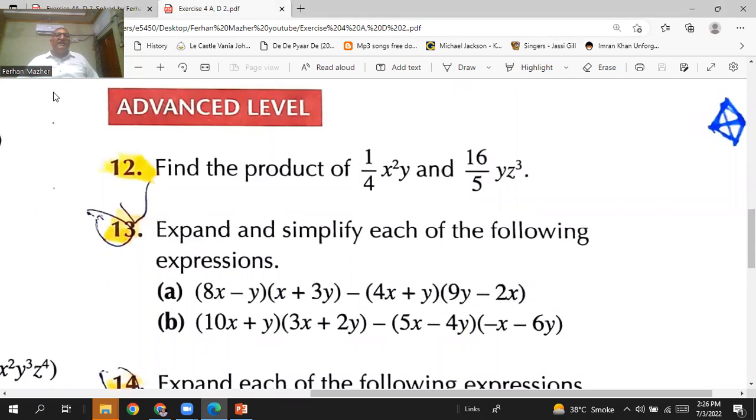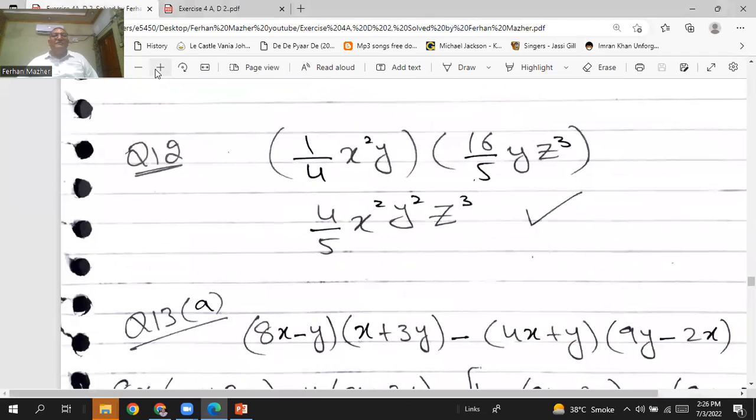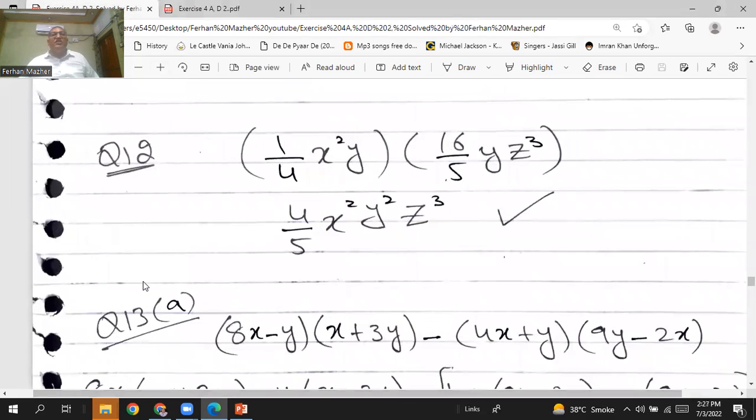The next question is question number 12. It says, find the product of 1/4 x²y and 16/5 yz³. Product means to multiply. So we will multiply them. When you multiply, the numerators multiply with the numerators, denominators multiply with the denominators, and cancellation can be done between the numerator and the denominator. So this 4 and the 16 will be cancelled. So you are left with 4/5.